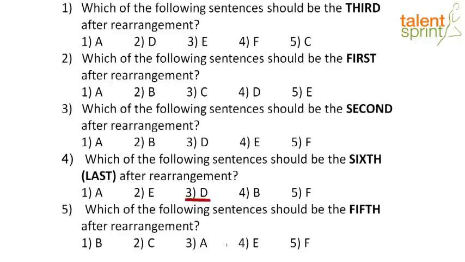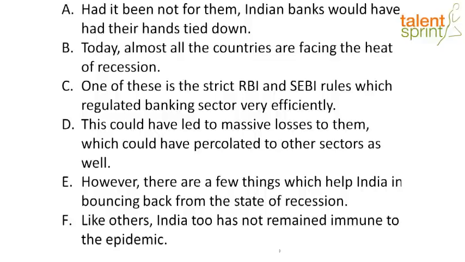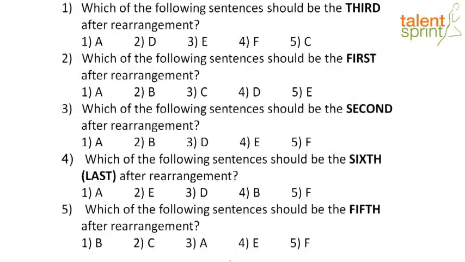Which of the following, the last question, fifth one, which of the following sentences should be the fifth after rearrangement? The fifth one, right before the last one, was "Had it not been for them," A. Correct? So that would be option 3. The fifth after rearrangement would be option 3, A.